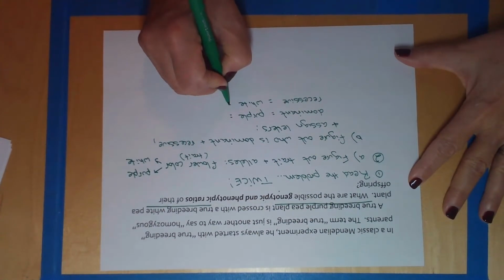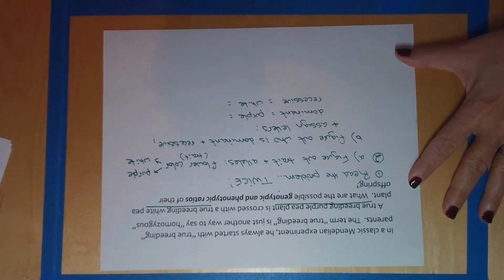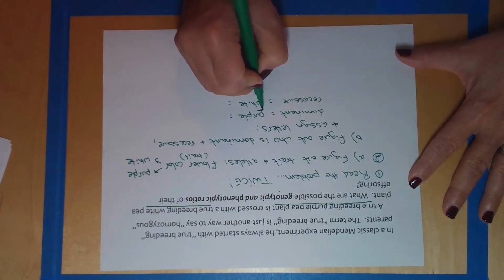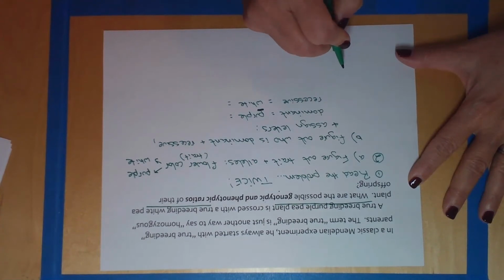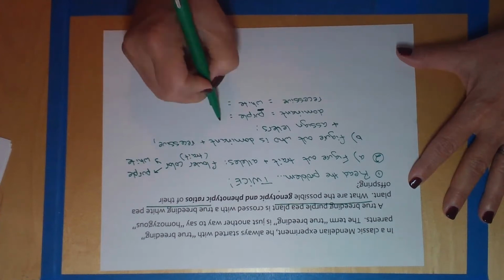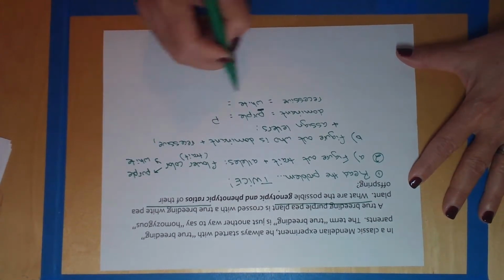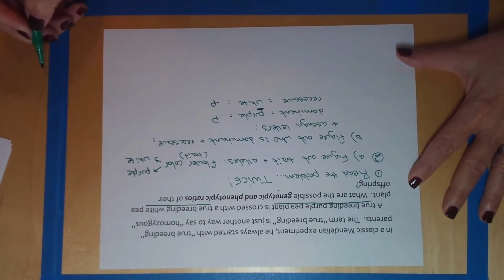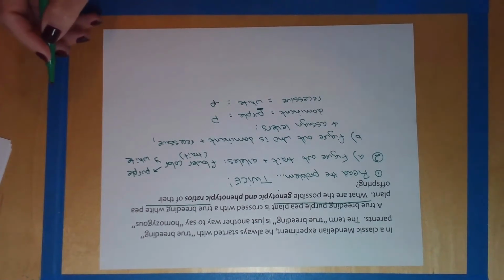Now, as far as assigning letters, this is my rule. Keep it simple so that you don't get confused, and always go with the first letter of the dominant allele. So in this case, what letter am I going to use to represent purple? It's going to be a capital P. And what letter am I going to use to represent white? I'm going to use a lowercase p. Okay. Now, honestly, you can do whatever you want to do.